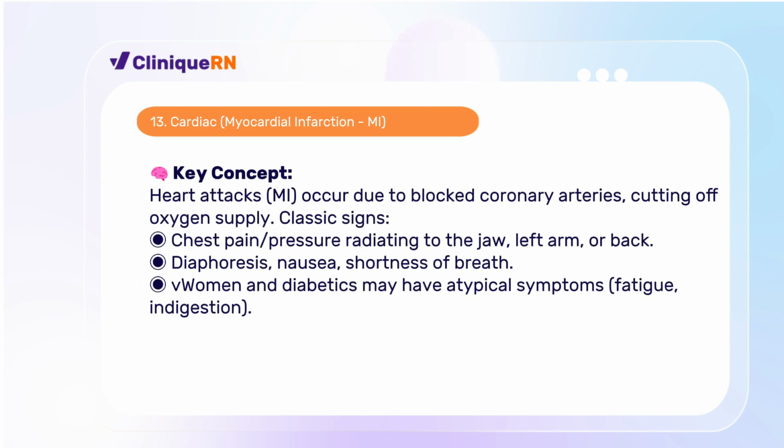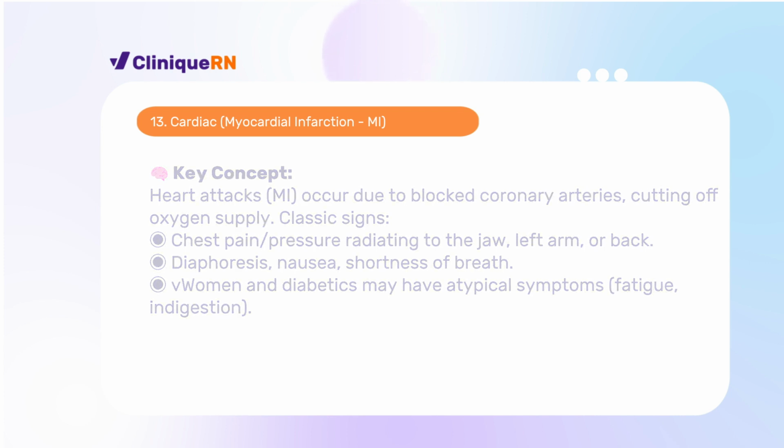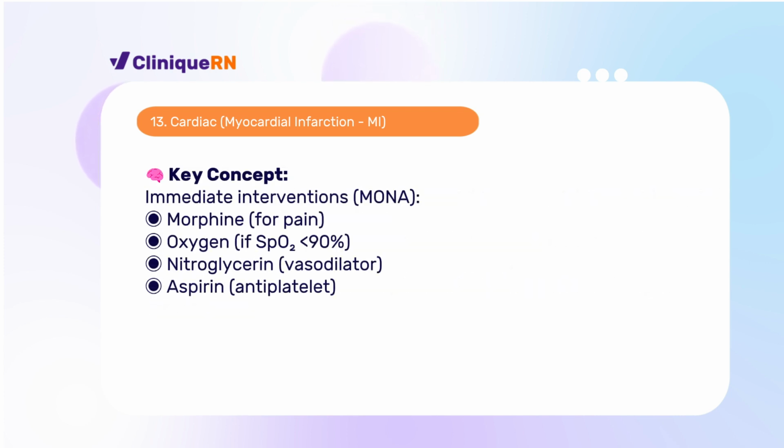Key concept: heart attacks, MI, occur due to blocked coronary arteries cutting off oxygen supply. Classic signs: chest pain, pressure radiating to the jaw, left arm or back. Diaphoresis, nausea, shortness of breath. Women and diabetics may have atypical symptoms: fatigue, indigestion. Immediate interventions: MONA, morphine for pain, oxygen if SpO2 less than 90%, nitroglycerin.